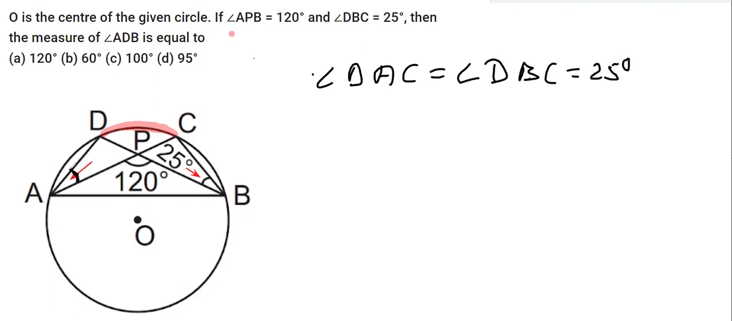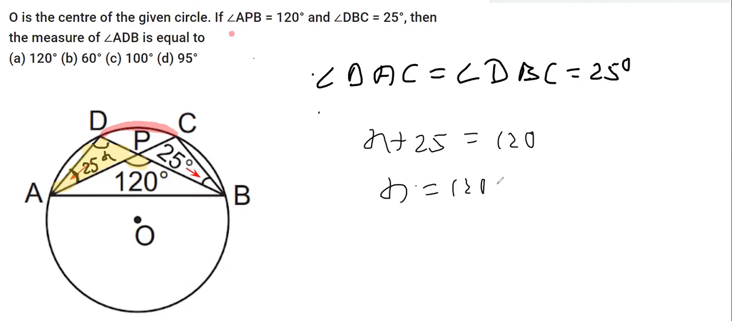Now, if you know the value of this angle as 25 degree and consider this angle to be x, we can apply the exterior angle property. In this triangle, the one which I'm shading with yellow, this angle of 120 degree is an exterior angle. And what do we know? The exterior angle of a triangle is equal to the sum of its two interior opposite angles. So x plus 25 is equal to 120. So x is equal to 120 minus 25. So x should give you 95 degree. So this should be our answer.